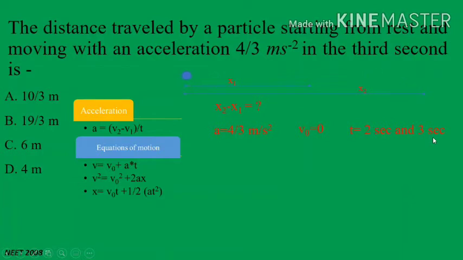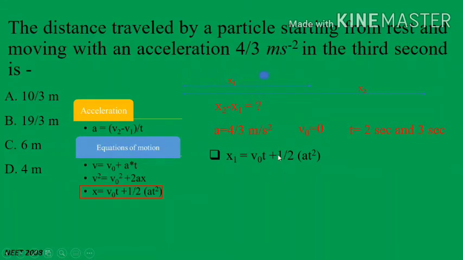Using this, we can individually find out x1 and x2, and then we will subtract these two values to get the distance traveled in only third second. To find out distance, it is x equal to v0t plus half of at square. Here we will use time t equal to 2 seconds to find out x1 distance and time t equal to 3 seconds to find out total x2 distance.